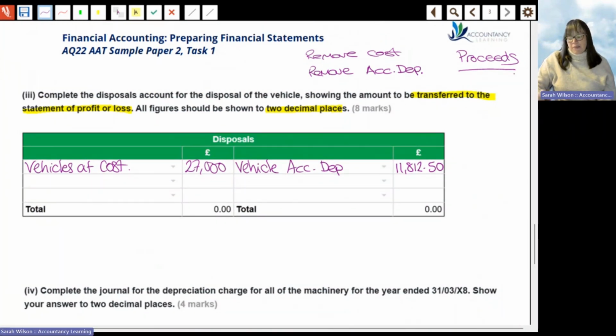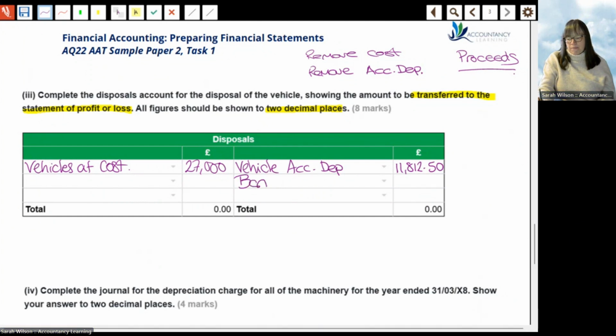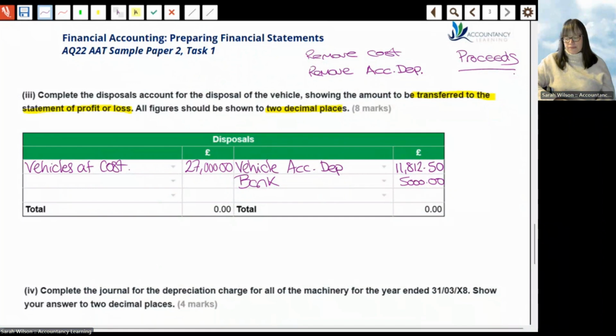The next part then is the proceeds. So it was £5,000 that was a bank transfer. So it would have debited the bank. So we are going to then do a credit in the disposals account of 5,000. Remember 2 decimal places. So let's pop our decimal places in there as well.